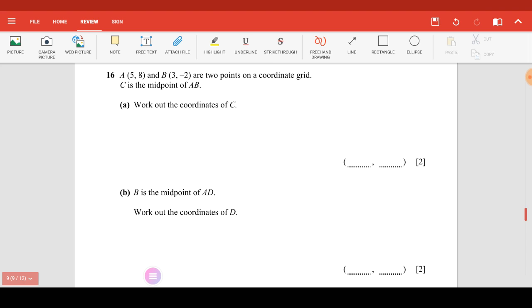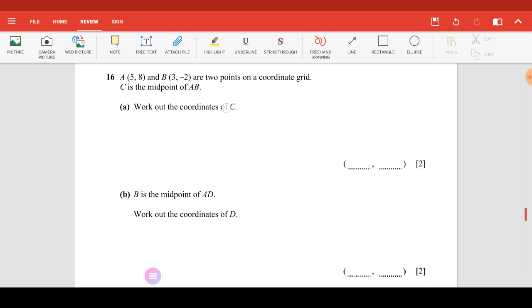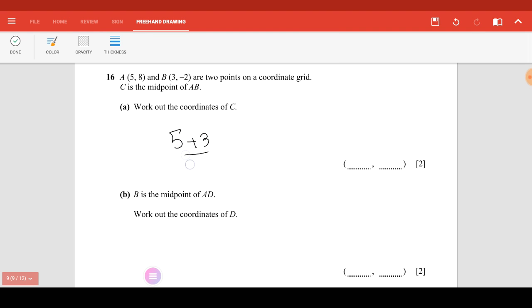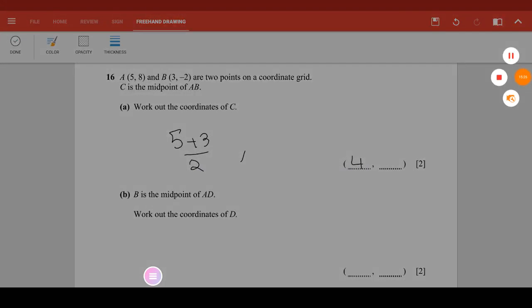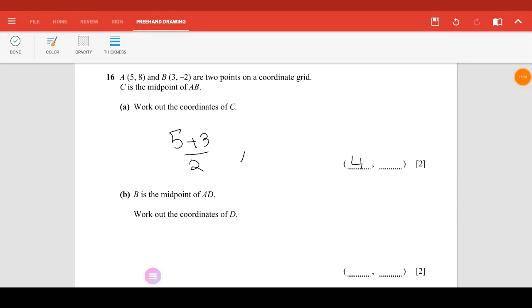The midpoint. 5, 8 and 3, negative 2 are 2 points on a coordinate grid. C is a midpoint, so C will be 5 plus 3 over 2, which is 4, and 8 minus 2 over 2 is 3. 2 marks, 1 for each part.